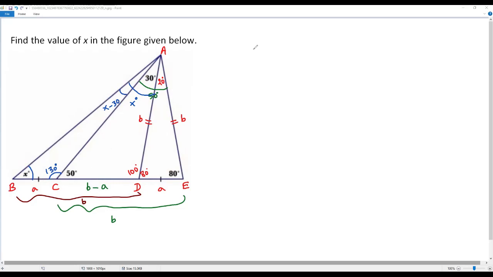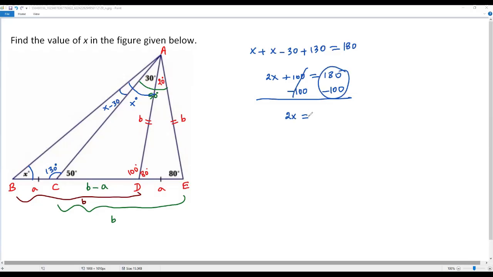Now let me do it. That is x plus x minus 30 plus 130 equals 180. When I combine this x and x, I am getting 2x. When I combine negative 30 and positive 130, I am getting positive 100, equals 180. Let me subtract 100 from both sides of this equation. Positive 100 and negative 100 will cancel out. I am getting 2x on the left side. On the right side, when I simplify, I am getting 80. Let me divide both sides of this equation by 2. Then this 2 will cancel out. I am getting x on the left side. On the right side, when I divide 80 by 2, I am getting 40. Here I got the value of x, that is 40.